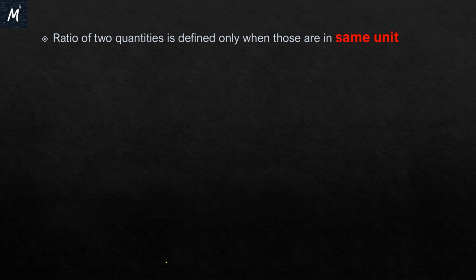The ratio of two quantities is defined properly only if they are in the same units. Let's say we cannot compare 2 meters with, let's say, 40 centimeters because the units are different. So we need to convert one unit to the other. So the units should be the same. This is a very important point. Units should be the same.